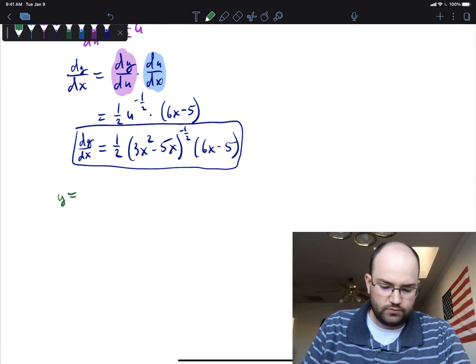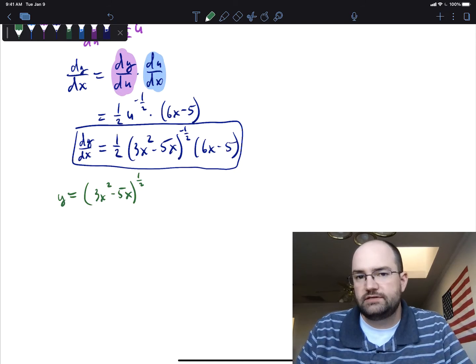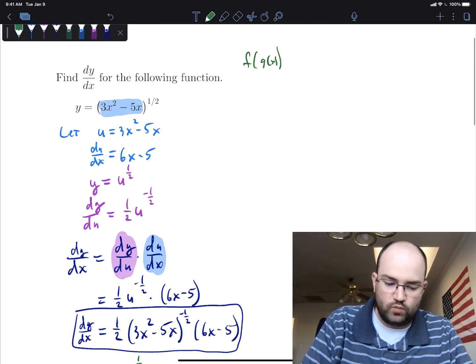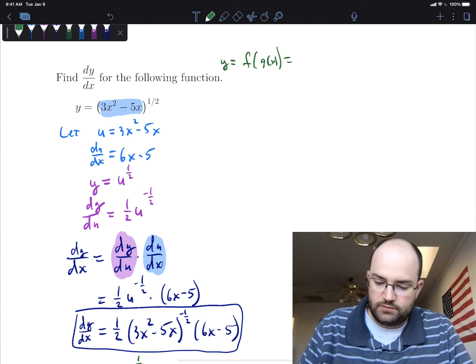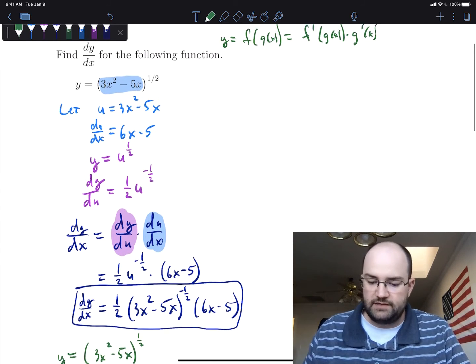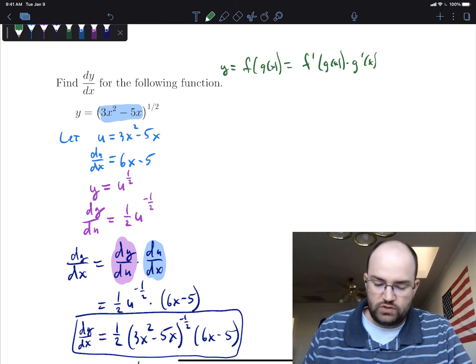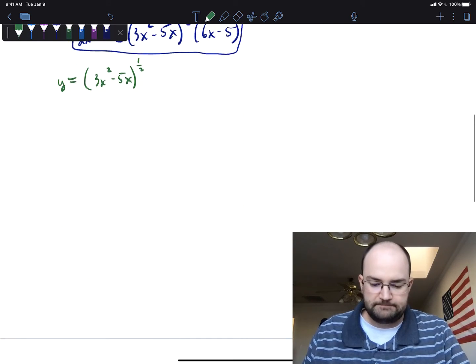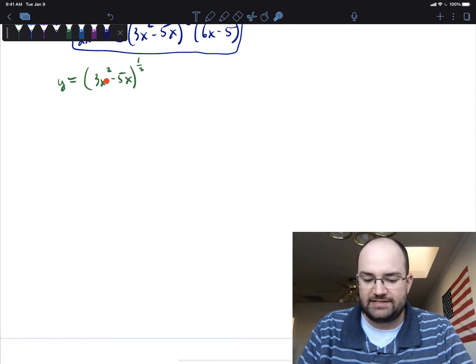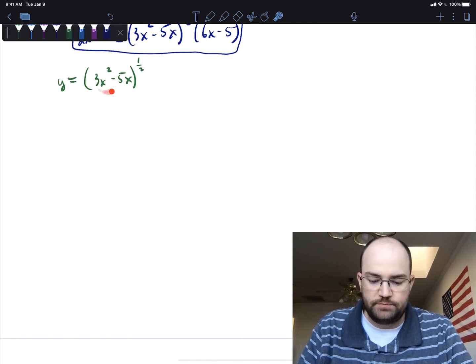y is equal to, we had (3x^2 - 5x) to the 1/2 power. So what I do is I do it this way. I do it basically like what you would do up here. If this is y, that gives you f prime of g of x times g prime of x. Now, the way that I like to think of it is, well, like this. Look at this as the inside. We worry about the inside last. Instead, we're going to think of this all as one big thing to the 1/2 power.